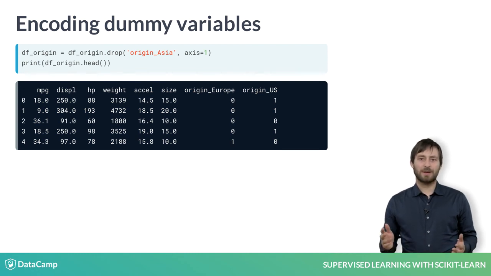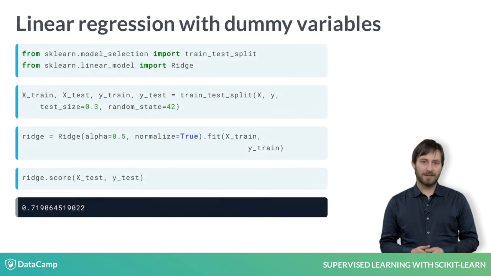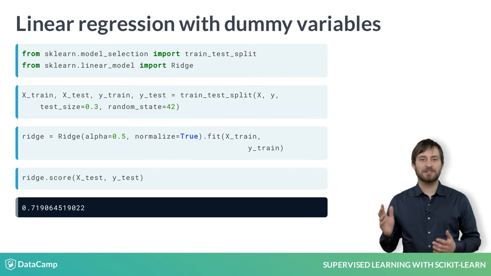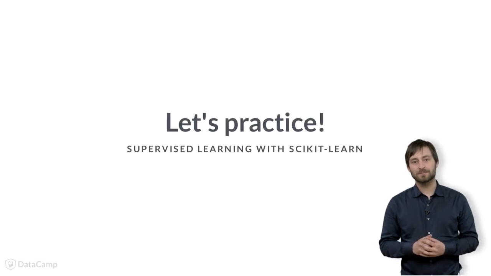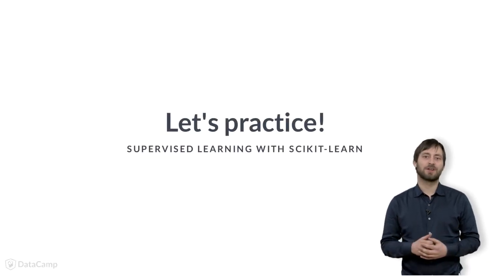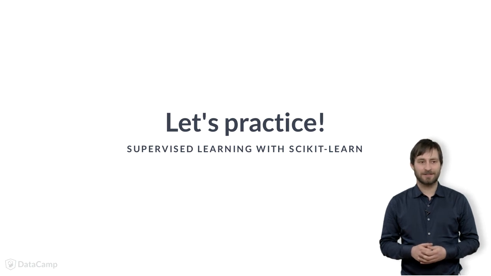Once we have created our dummy variables, we can fit models as before. Here, for example, we fit a ridge regression model to the data and compute its R-square. Now it's your turn to practice dealing with categorical features. Enjoy!